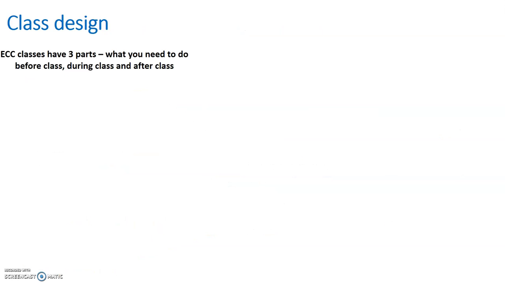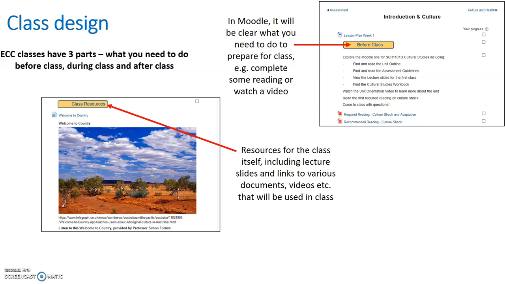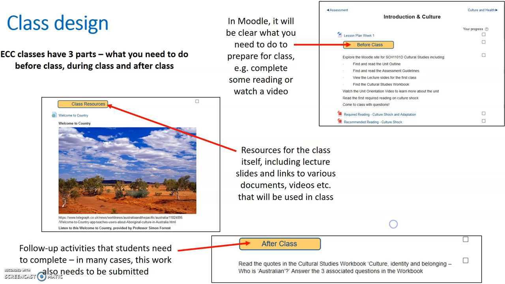ECC classes have 3 parts, and so what you need to do is to look at what you need to do before you go to class. You might need to watch a video or complete a reading, so have a look there about how to prepare. Then there'll be a section on class resources, things you need to use for the class itself. And then there are after-class activities.